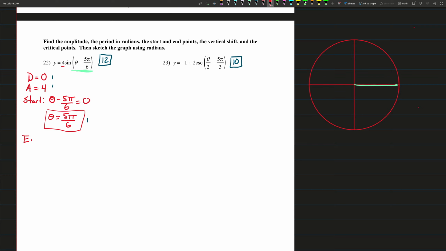In the end, if we rotate all the way around this circle, that's going to be 2 pi. Right, so that's our ending angle. So theta minus 5 pi over 6 is going to be equal to 2 pi. So then theta is equal to 2 pi plus 5 pi over 6, which is the same as 12 pi over 6 plus 5 pi over 6, which is 17 pi over 6.